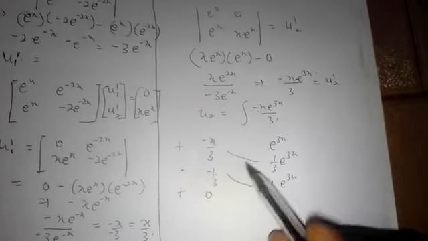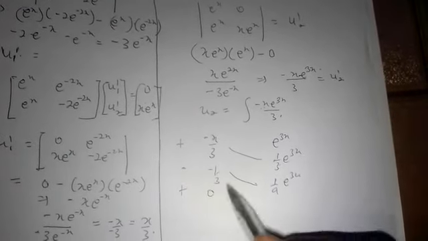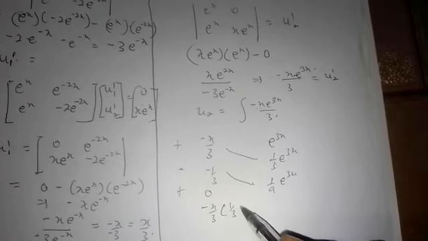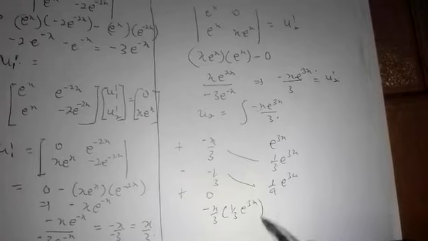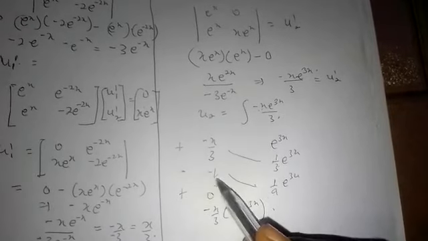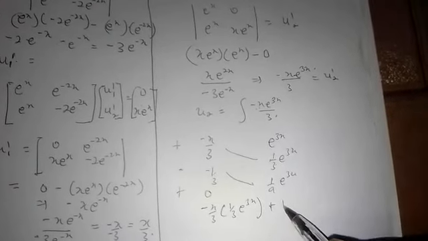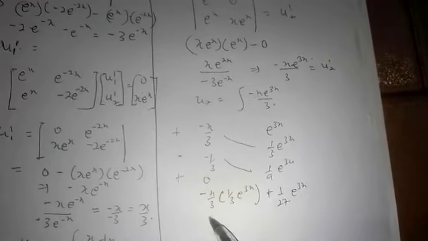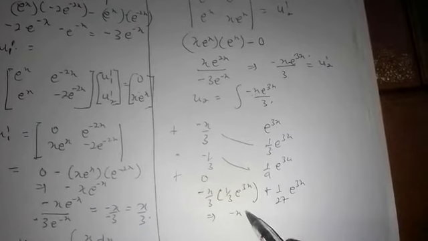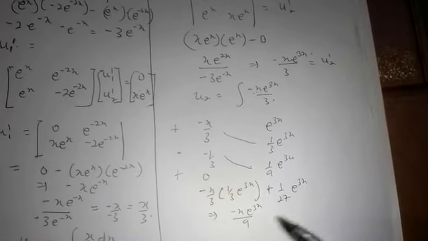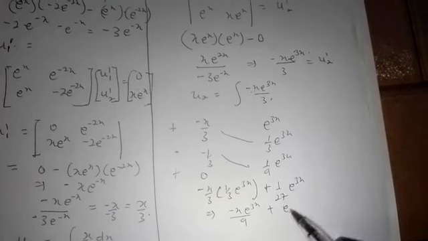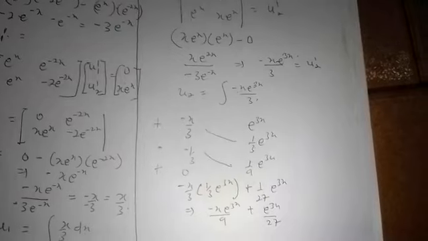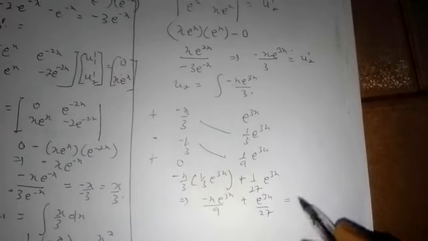So my final solution will be this by this, that is positive. So negative x over 3 times 1 over 3 e to the power 3x, then minus, so it will be plus 1 over 27 e to the power 3x. So negative x e to the power 3x over 9 plus e to the power 3x over 27. So we move forward where this is our u2.